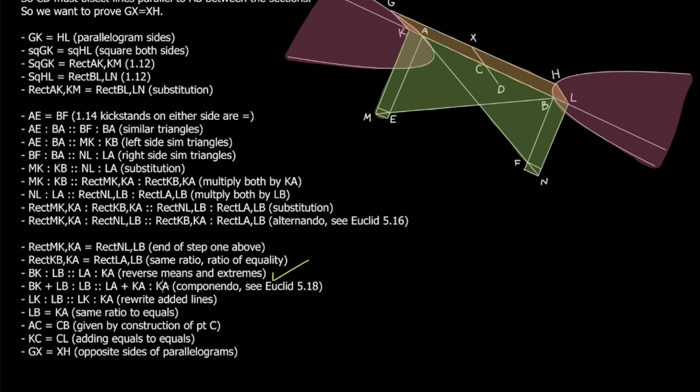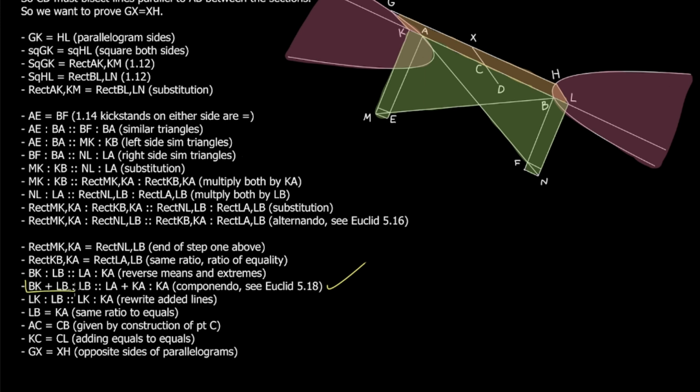Then we're going to do a step called componendo. This is also in the previous proposition, so I'm not going to go over it, but you can always look at Euclid. But basically it's just, if you have an antecedent and a consequent, and then on one side you add them together, and then you have the same consequent, and you do that on both sides. So you added LAKA also. Then it retains the same ratio. So instead of BK we have BK plus LB is to LB, and instead of LA we have LA plus KA is to KA. So I'm going to check that, move on.